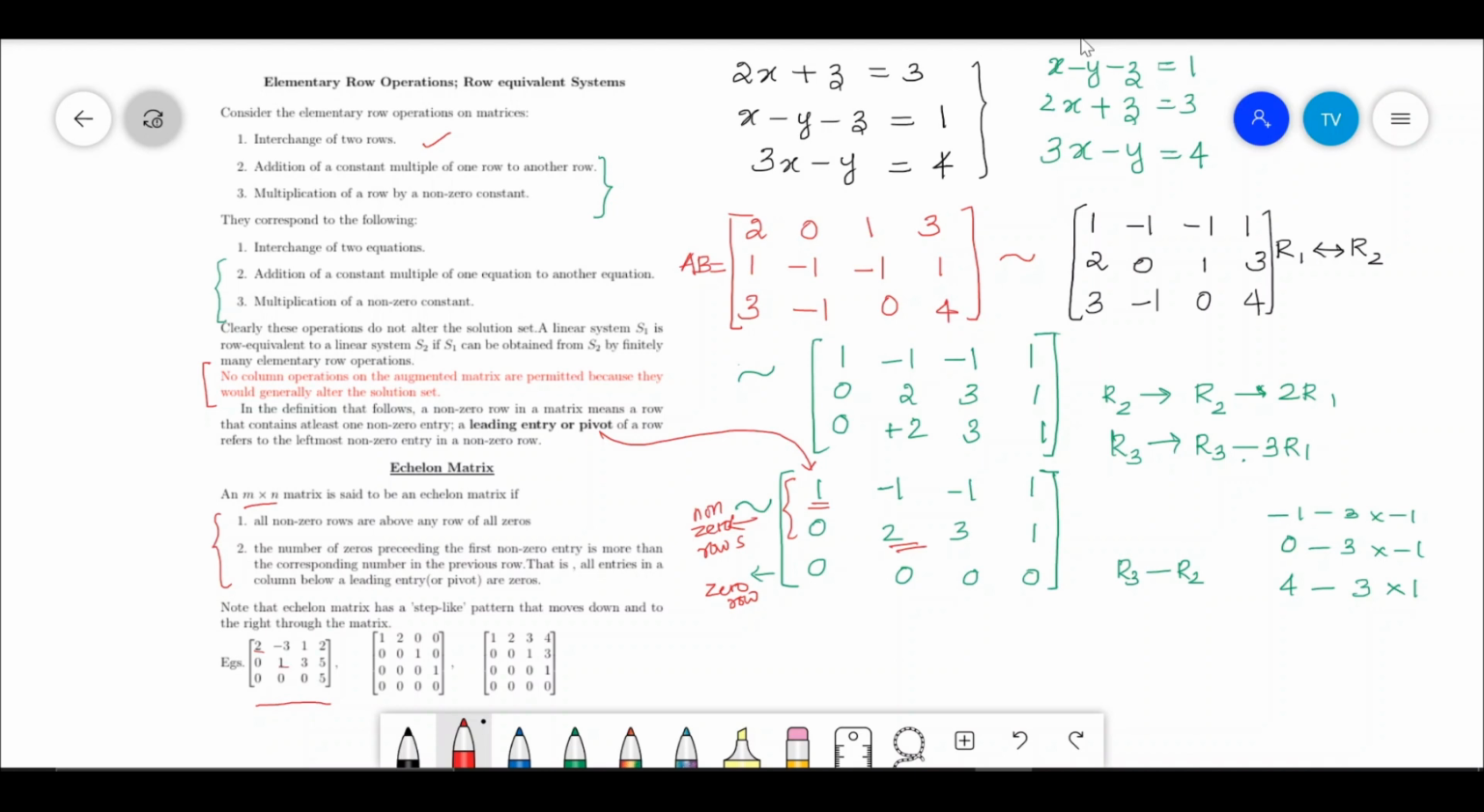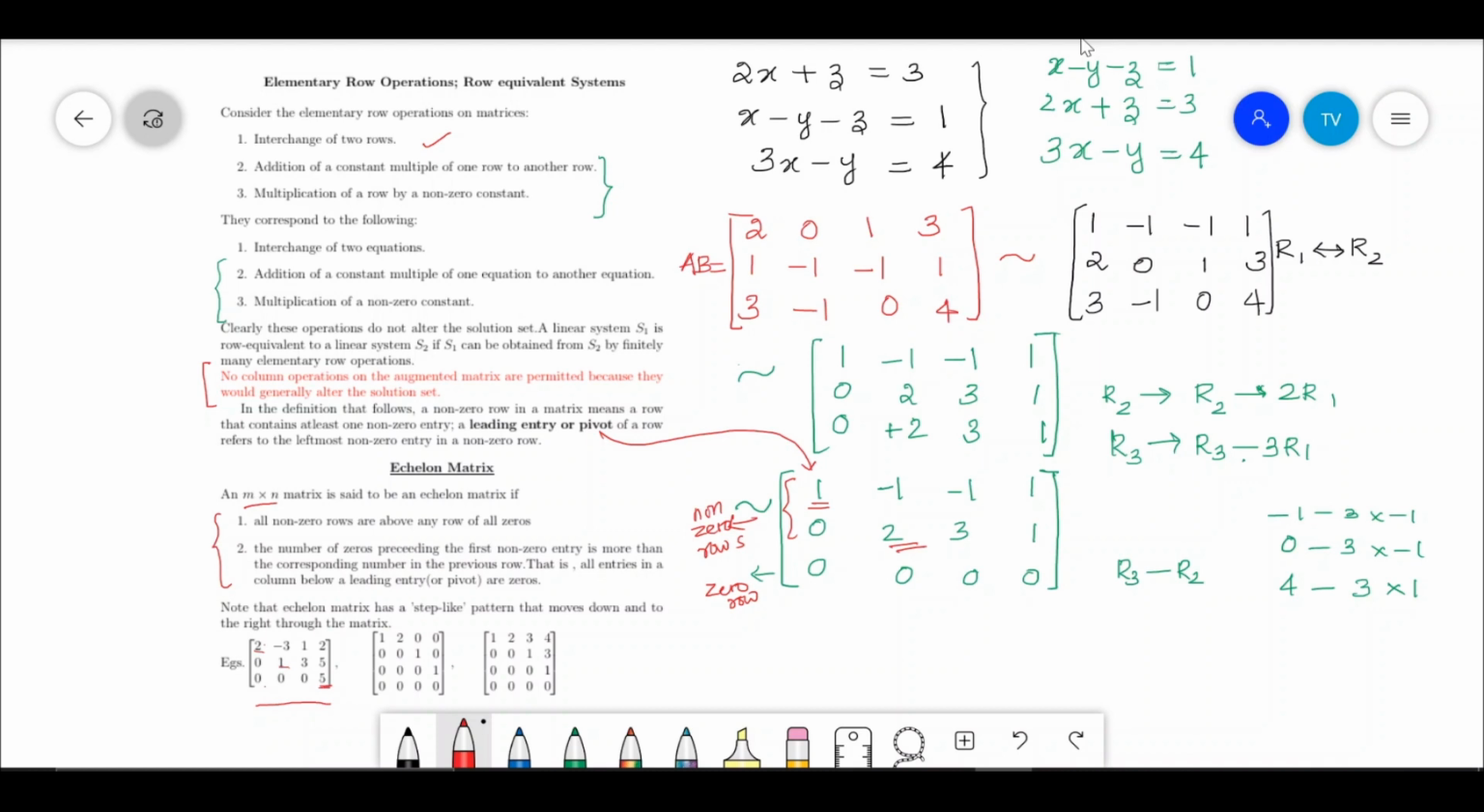Before this 1 we have 1 zero, that is, the number of zeros is greater than the corresponding number in the previous row. Then the pivot in the third row is 5, and before 5 there are 3 zeros, and that number of zeros is also greater than the corresponding number in the previous row. Hence this is an echelon matrix. Also you can see that all entries in a column below the non-zero entry are zeros. So below the pivot element 2 we have all zeros. Below the second pivot element 1 we have all zeros, and so that condition is also satisfied.